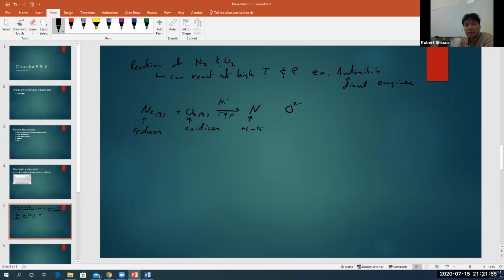And so it depends on the conditions of temperature and pressure, what forms. So for example, if nitrogen's +1, then what's the formula of the product that forms?